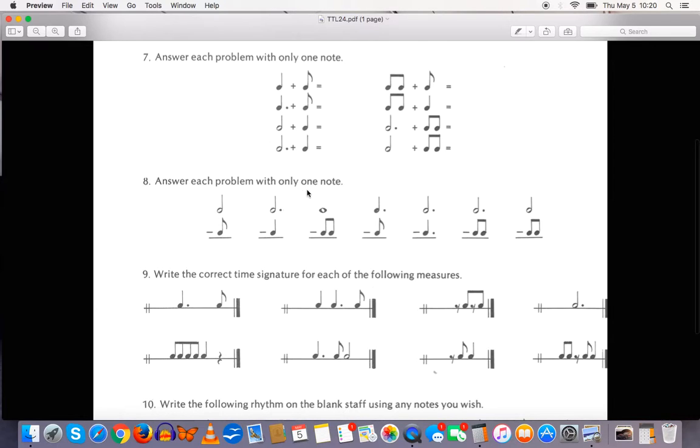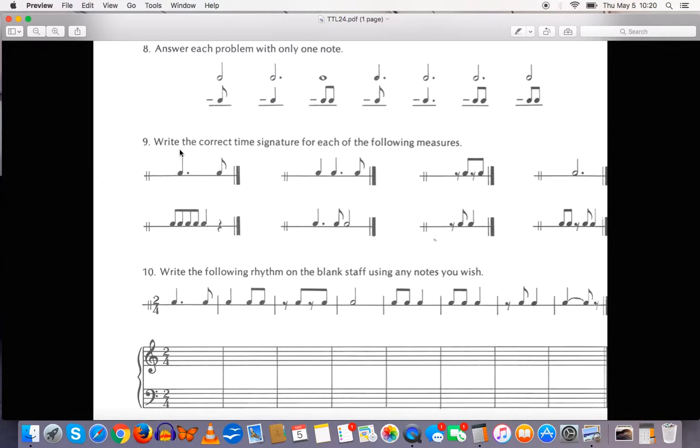Answer each problem with only 1 note. So same thing, except now we have subtraction. Okay, so 2 beats minus half a beat equals 1.5 beats. So 1.5 beats, remember, a quarter note is 1 beat, and a dot is going to be half a beat. That'll be your answer, a dotted quarter right here. Go out and fill out the rest.